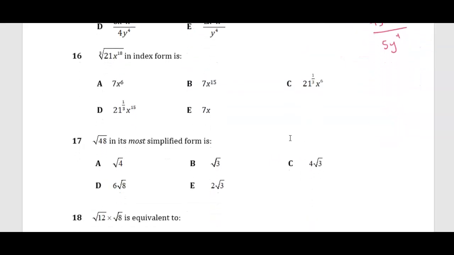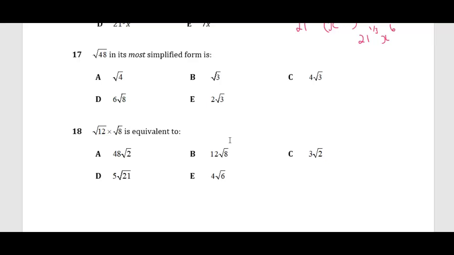Okay, question 16. We've got the cubed root of 21 x to the power of 18. So separating each of them. So I can see my answer, it's written in index form. So I'm going to do 21 to the power of a third instead of writing it as a cubed root. And then x to the power of 18 to the power of a third. 18 times 1/3 is 6. So 21 to the power of 1/3, x to the power of 6.